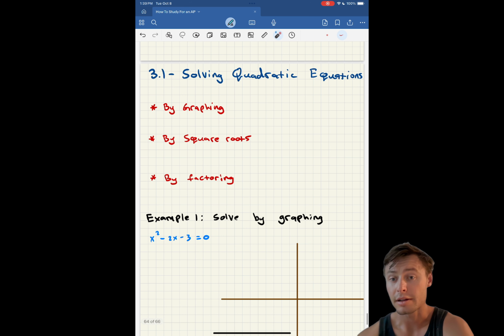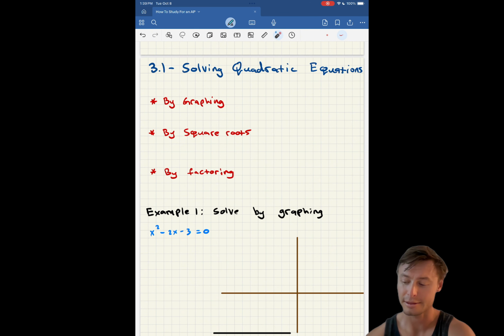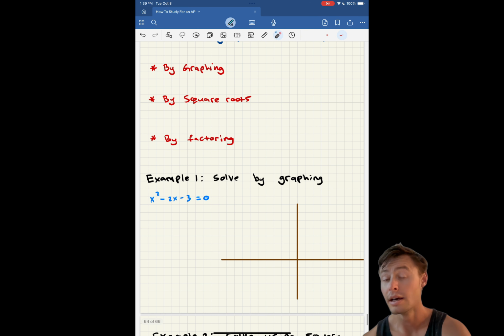So what I'm going to do is three different examples involving each of these methods, and then I'll do a fourth example that's sort of a challenge variation, a real-world situation having to do with this. So the first example is solve the following equation by graphing.